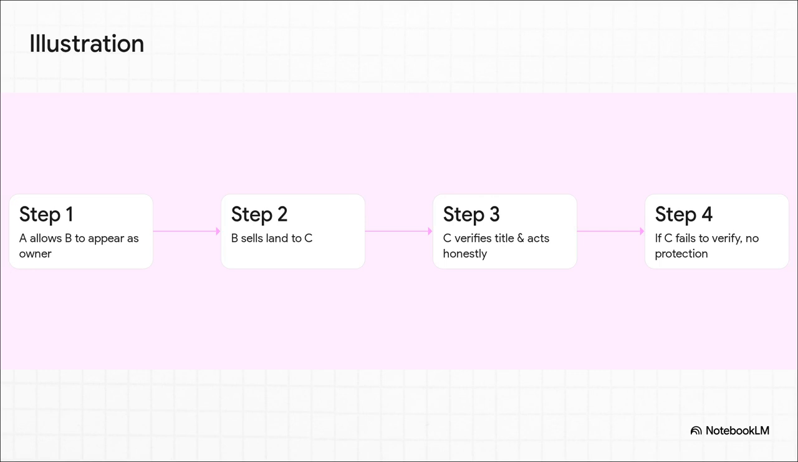Step 1. A allows B to appear as owner. Step 2. B sells land to C.